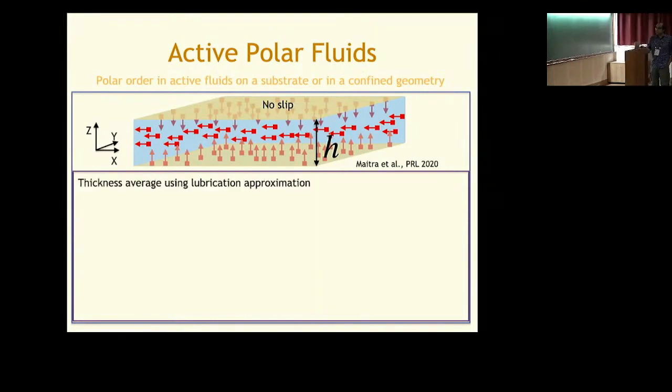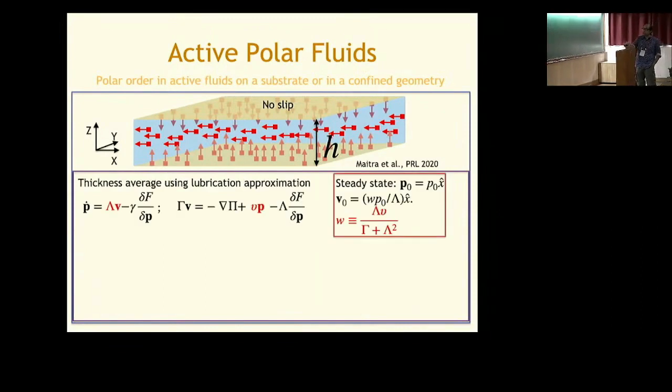And if you thickness average those equations, the del polarization going as del squared V gives you a weathercock term that Sriram showed you yesterday. It basically tells you, if you are on a substrate, a polar vector can align with the local velocity and not only its gradient, right? And the polar active force density gives you a motility, right? So you can look at a steadily flowing state in this system, with P going as P0 x hat.